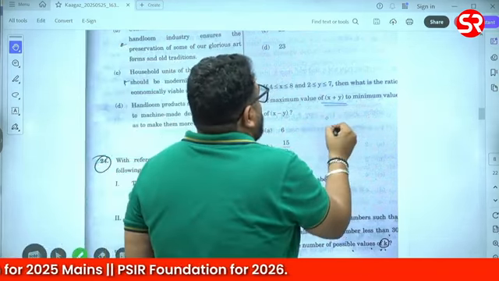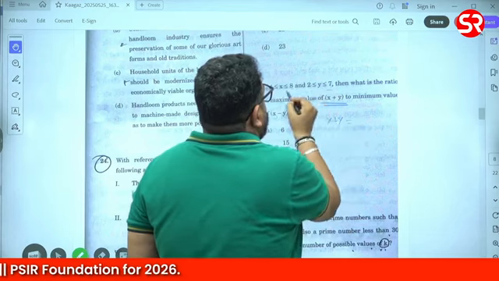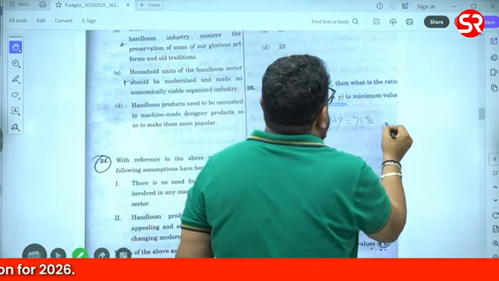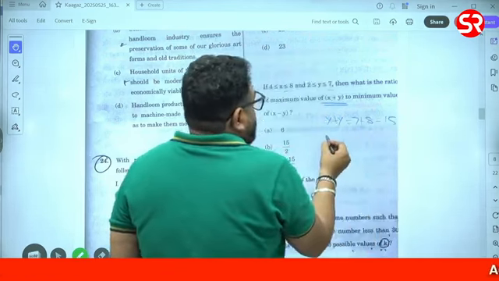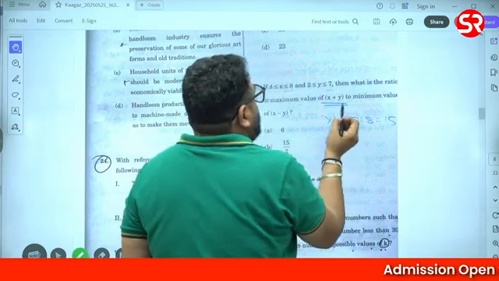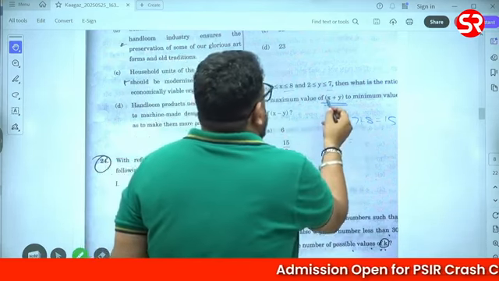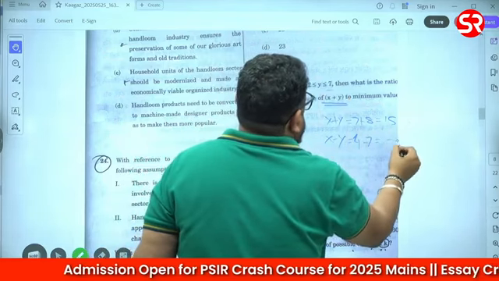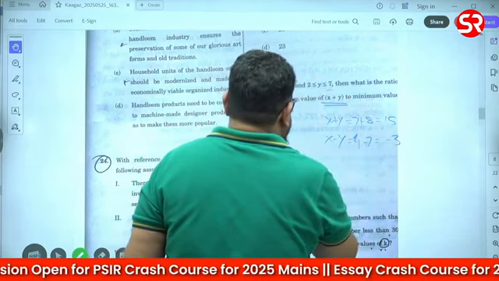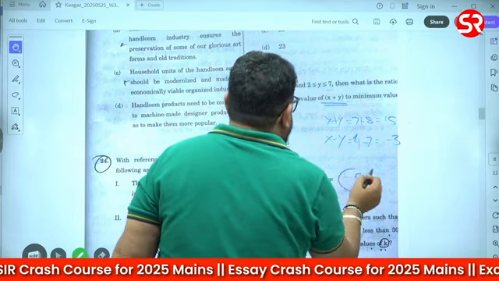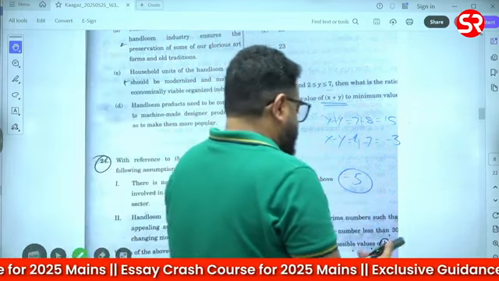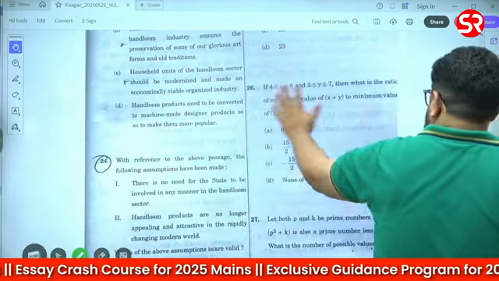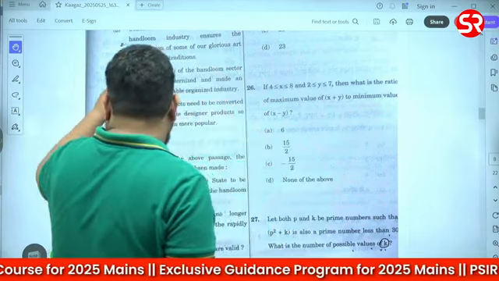Maximum value of x plus y. दोनों का maximum 7 and 8. 7 plus 8 is 15. That of minimum of x minus y. Minimum of x minus y. So x का minimum लो and y का maximum लो, -3, right? So 15 minus 3... minus of 5. Answer is none of these. You should have done it, guys. You should have done this question, right?